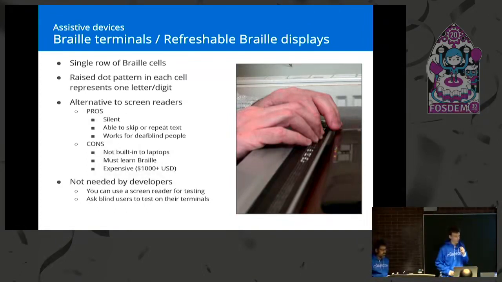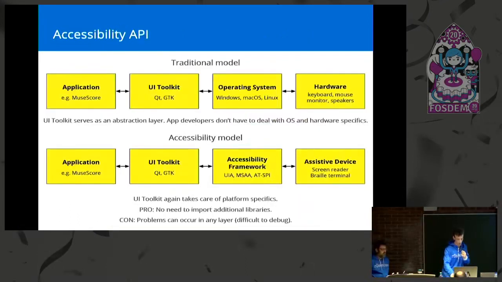But the good news is, as developers, you don't need to get hold of a Braille display, because they mainly just repeat what the screen reader is saying. So you can test with a screen reader, and you can ask your blind users to tell you if the Braille display is giving something different to the screen reader. So get feedback from your users in that way.